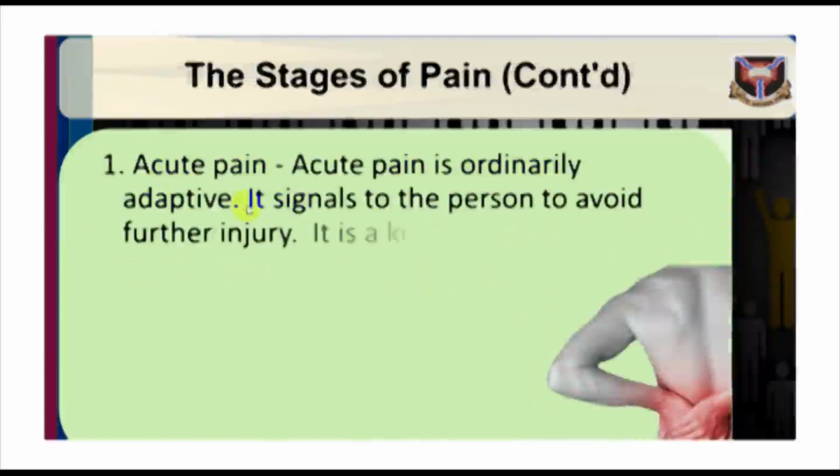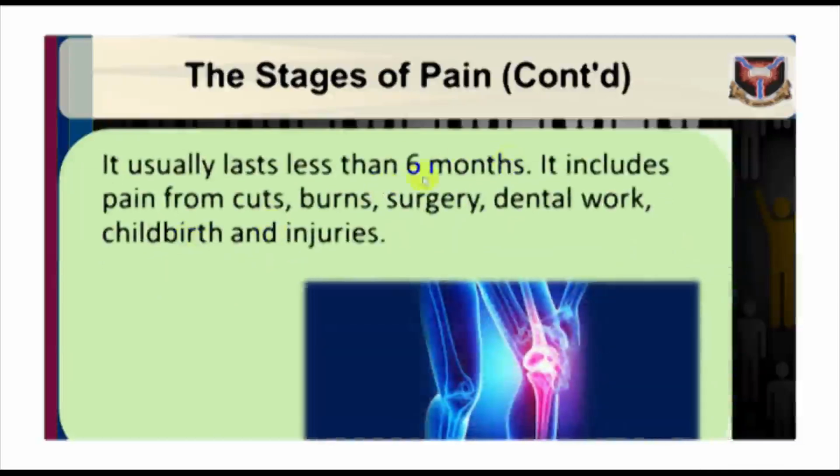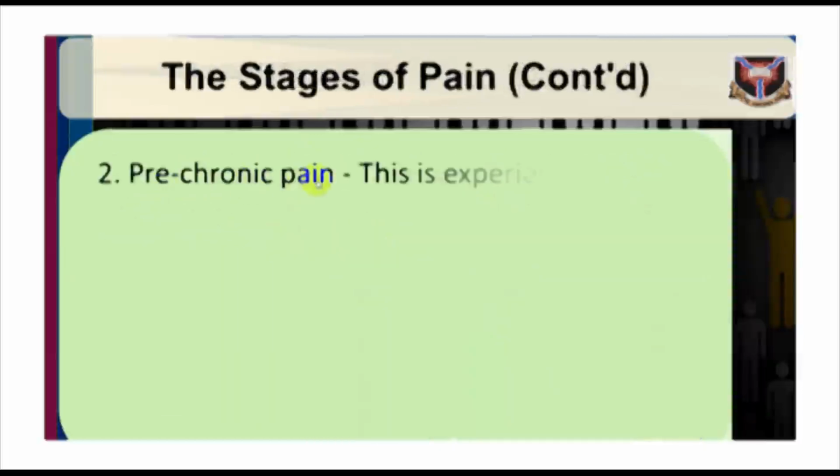1. Acute pain. Acute pain is ordinarily adaptive. It signals to the person to avoid further injury. It is a kind of pain that comes and goes relatively quickly in about 2 weeks or less. It usually lasts less than 6 months. It includes pains from cuts, burns, surgery, dental work, childbirth, and injuries.